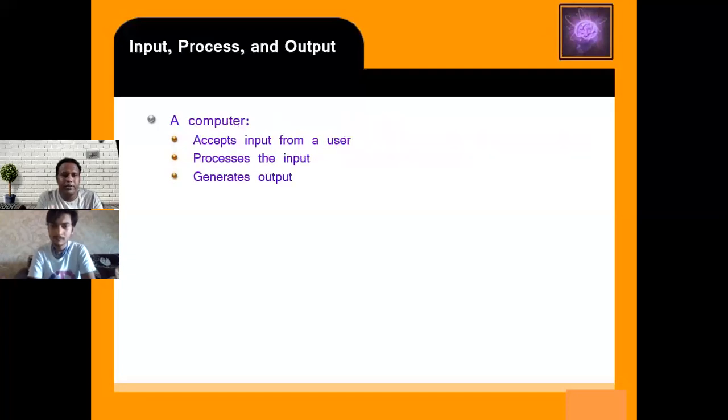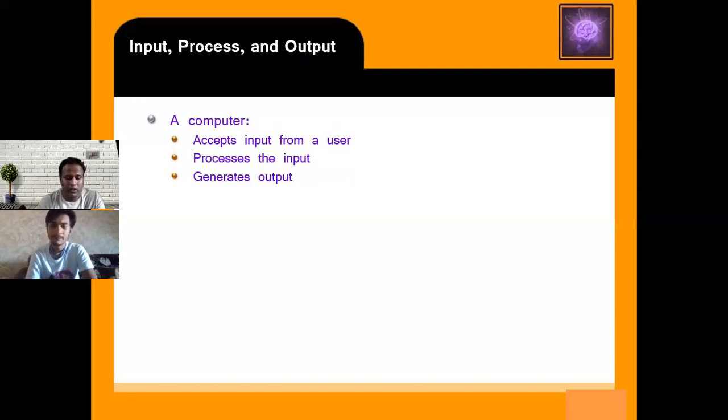Now, how is the computer working? The computer works in this way: first it accepts the input from a user, processes the input, and generates the output.